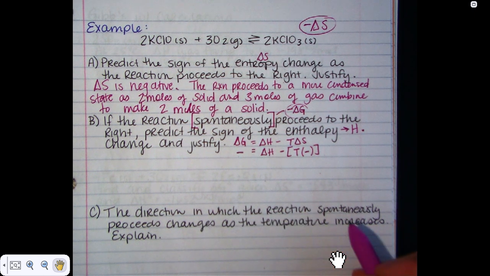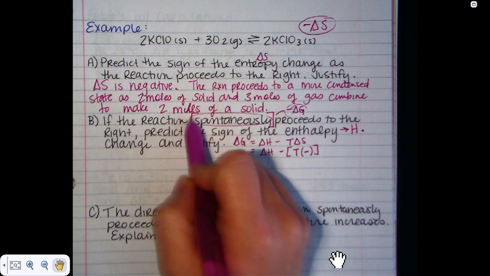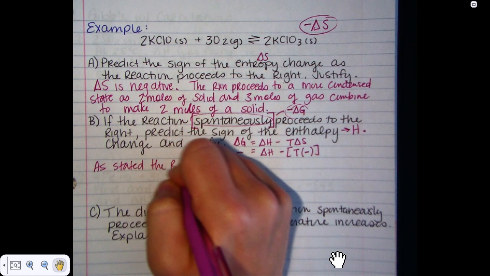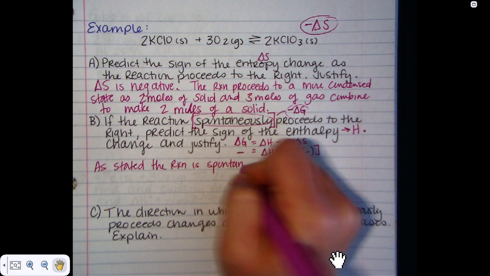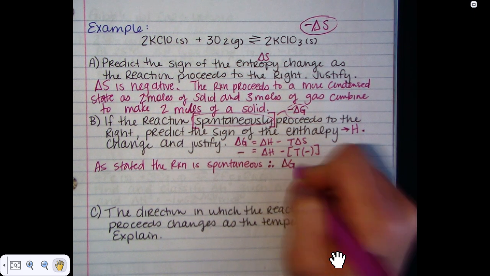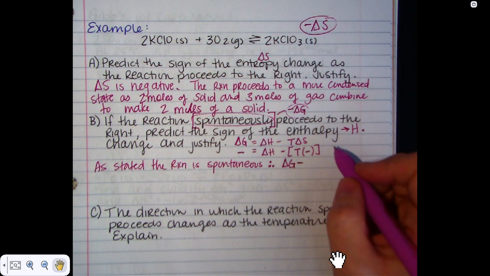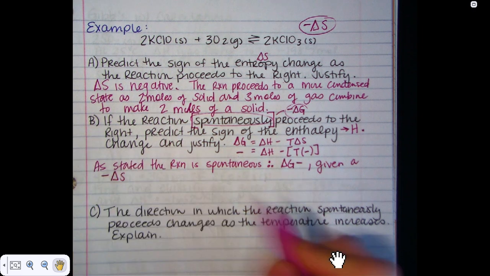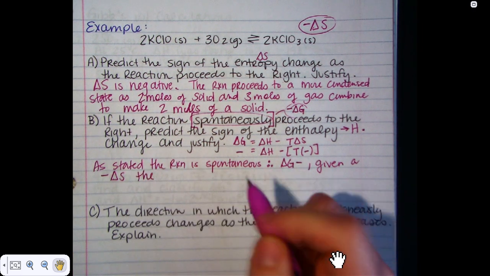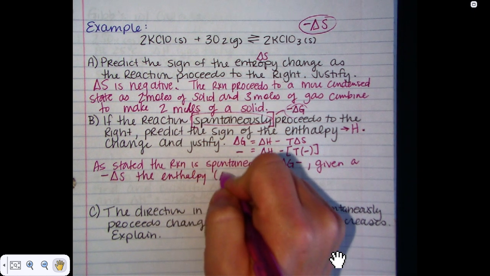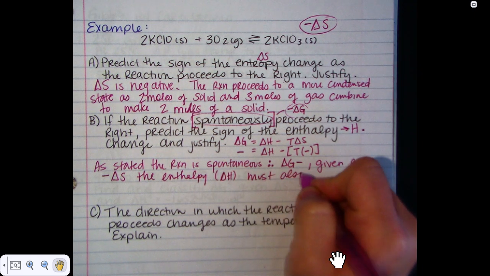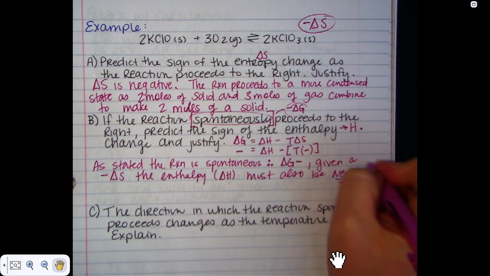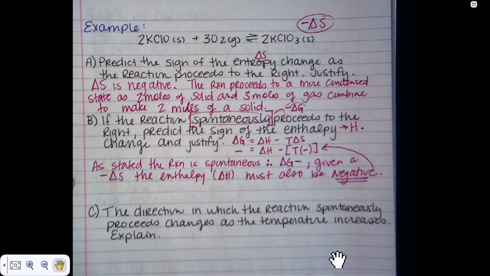So we're just going to have to write a nice little sentence about it. I need to acknowledge they gave me this information, though, because that's the only way I figured it out. So as stated, the reaction is spontaneous. Therefore, delta G is negative. Okay. Given a negative delta S, the enthalpy, or you could have just said the delta H, must also be negative. Okay. And what we wrote up here kind of really is our justification, our explanation for this.